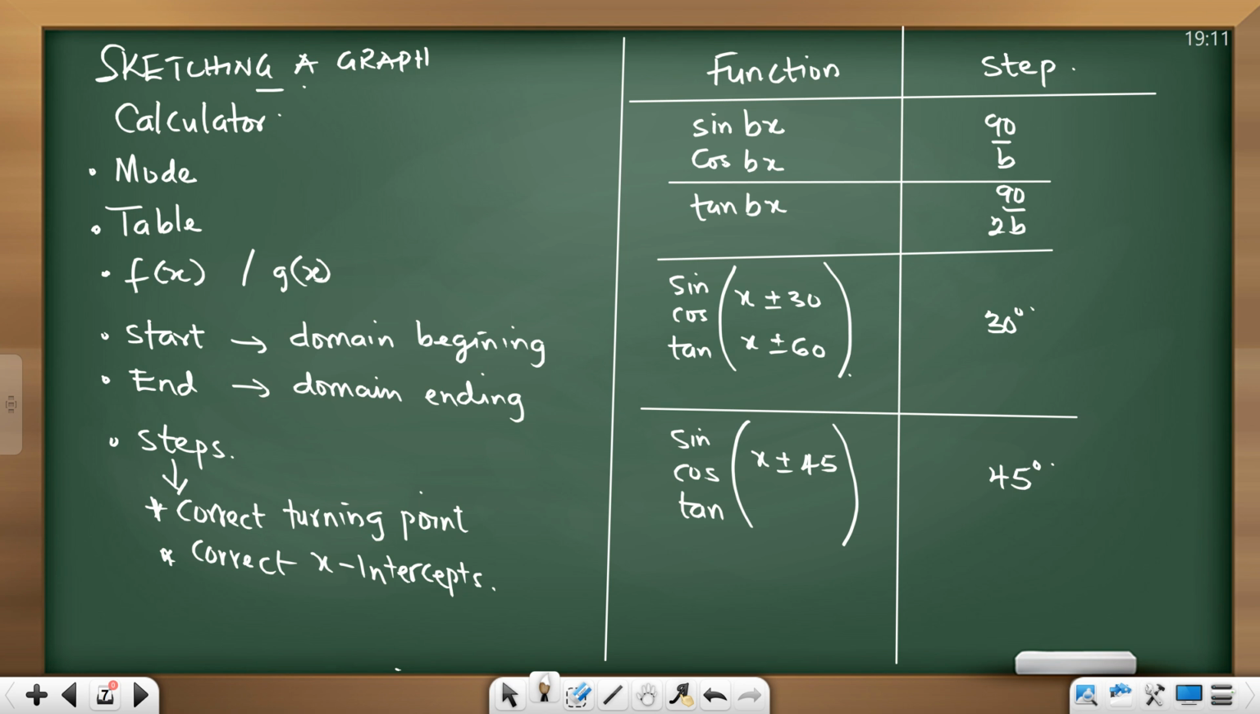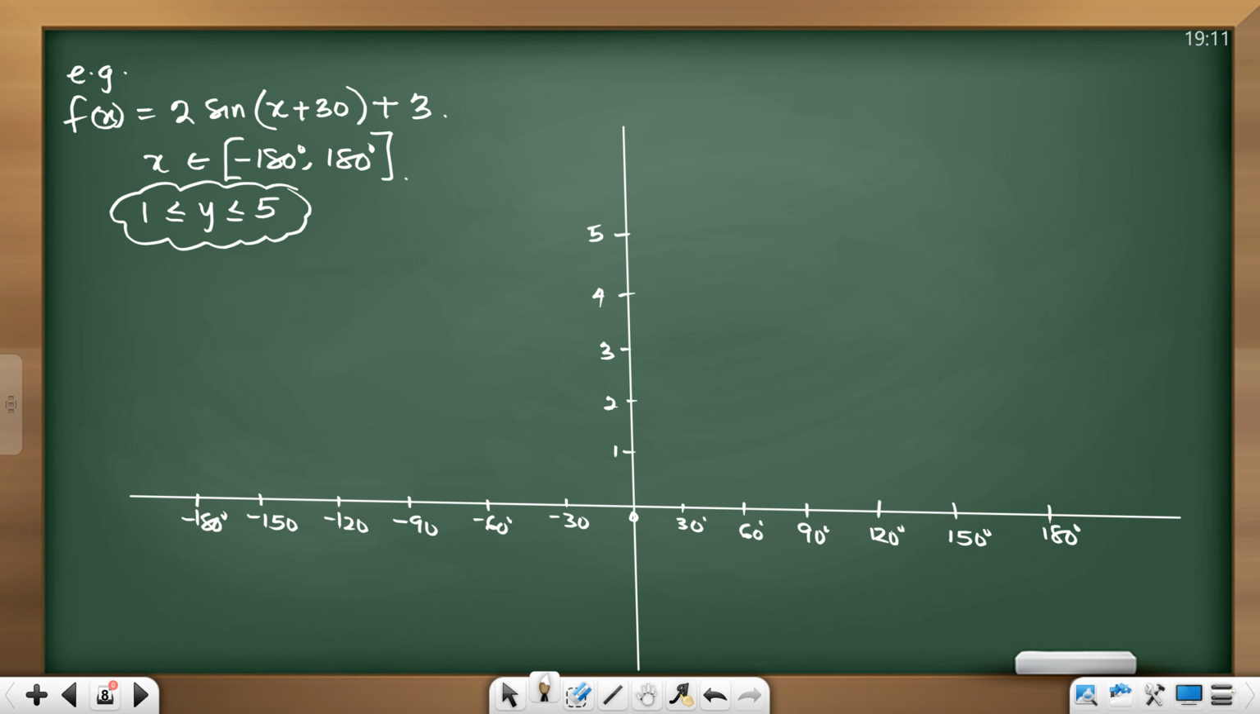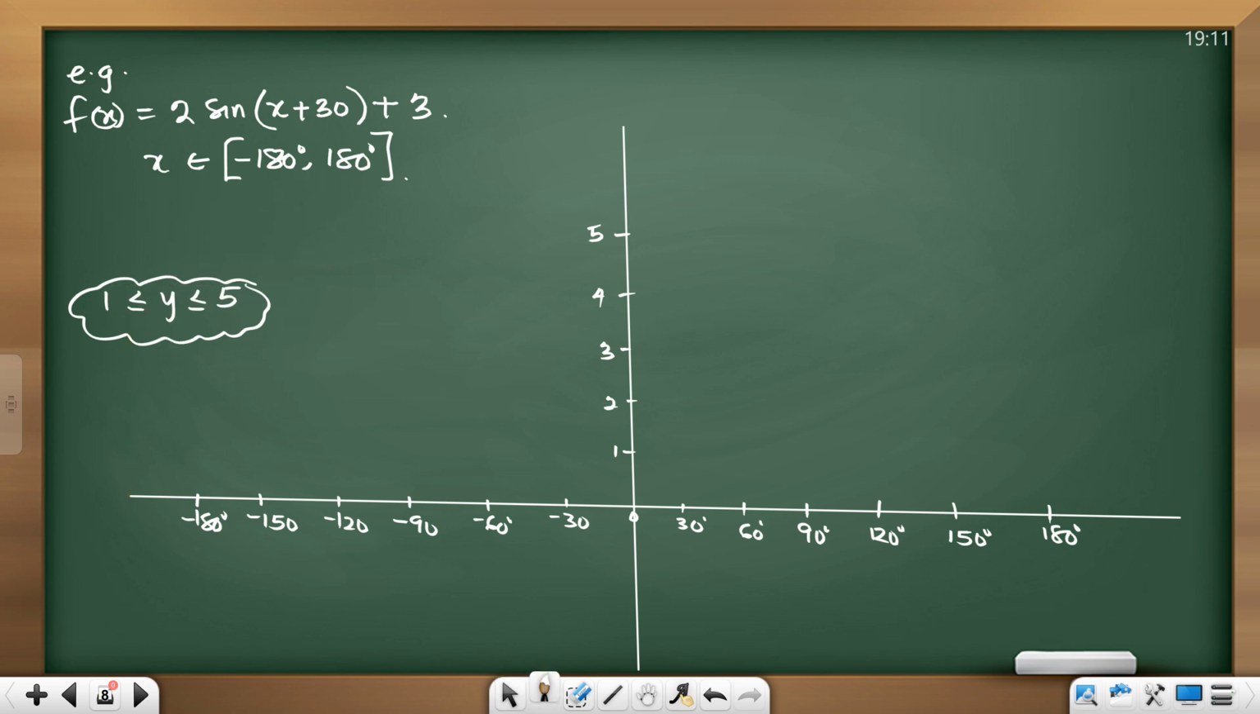What do you have? It's showing me start. So what's your start? It's giving me 1. What's your start on the domain I gave you? I gave you a domain. That is your start, and that's the end. You're telling your calculator to start taking readings. The first value of your x should be negative 180.